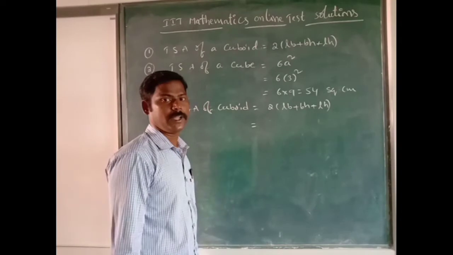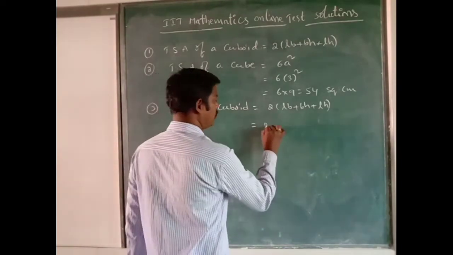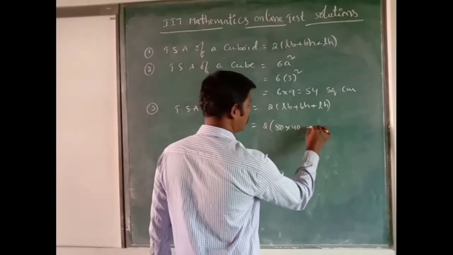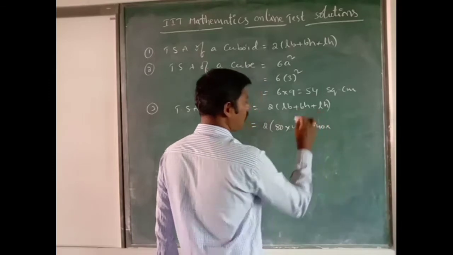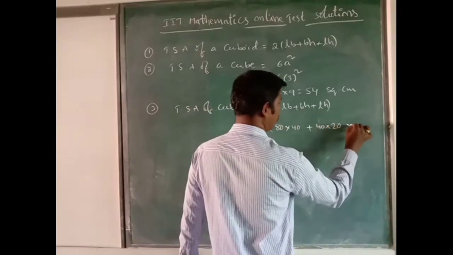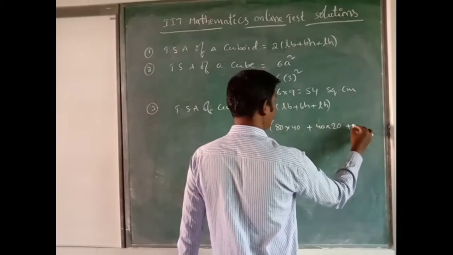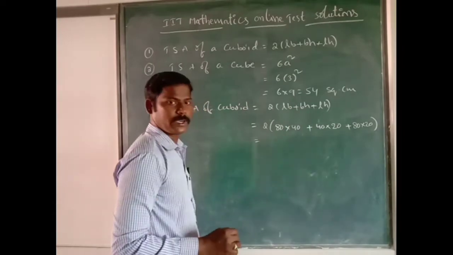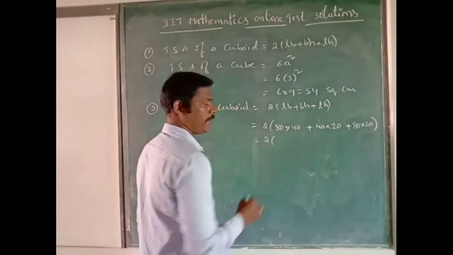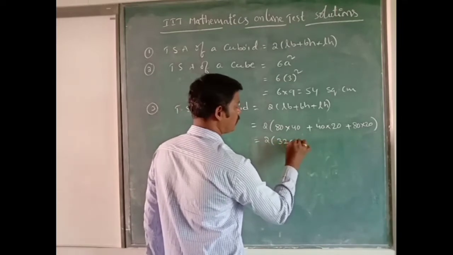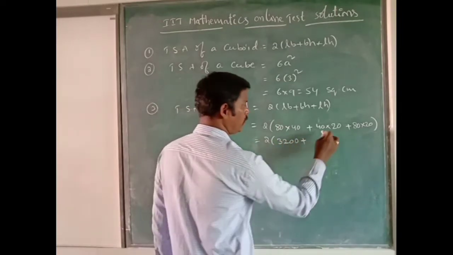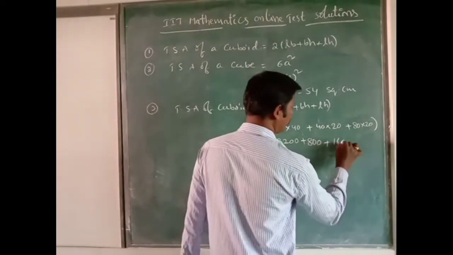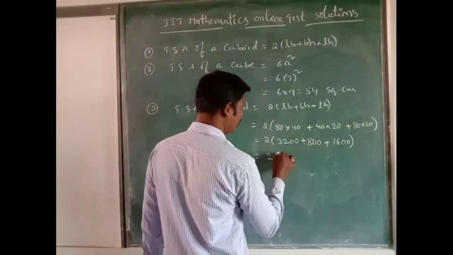According to the given statement, length how much is given? 80. So 2 into 80 into breadth, how much is given? 40 centimeters, plus 40 into height, how much given? 20 centimeters, plus length into height, you get 80 into 20. You can simplify the entire problem. 2 into 80 into 40, 3200 plus 40 into 20, 800 plus 80 into 20 is 1600. You can add all the values.